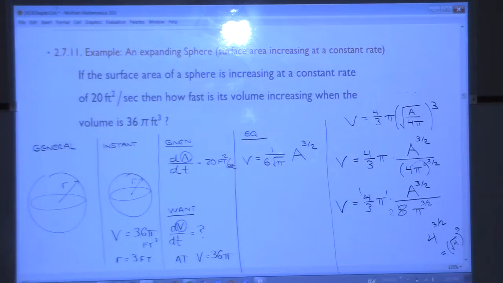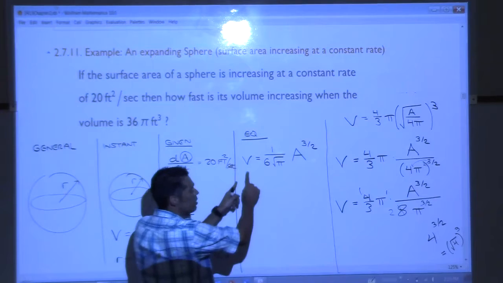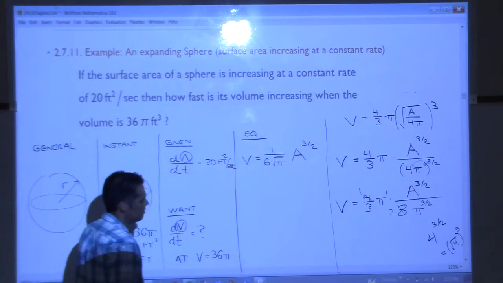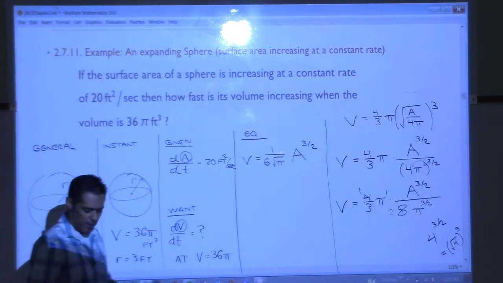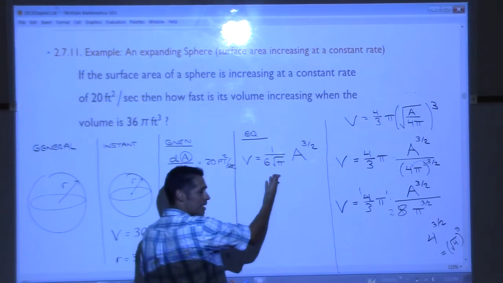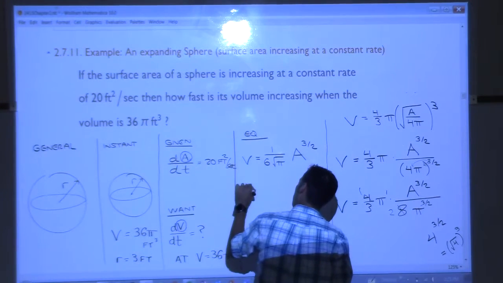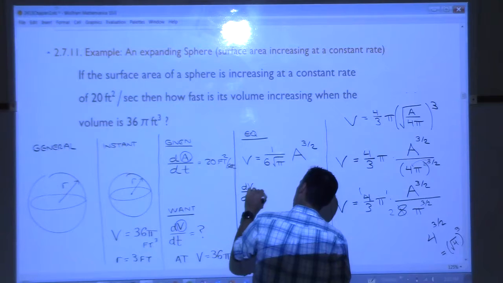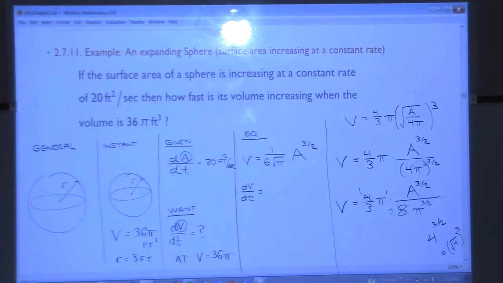Questions? Okay, derivative time. Or should I plug in 36 pi for volume? No, don't do that. Yusuf, you ready? Derivative of this with respect to time. dV/dt equals, what about that 1 over 6 root pi? That's all of what? So it's just going to come along, right?